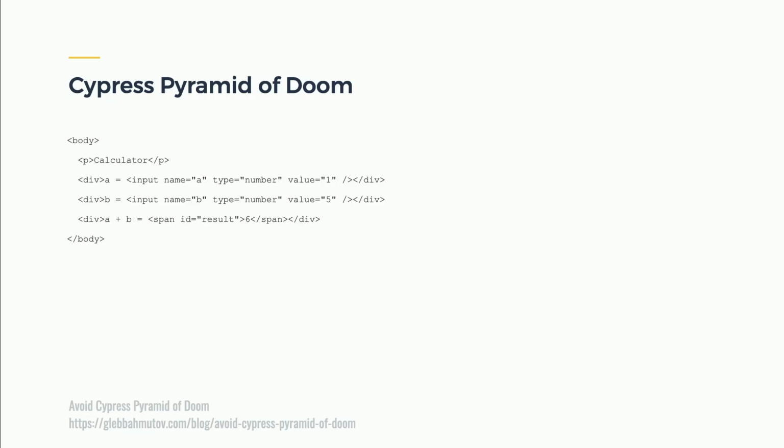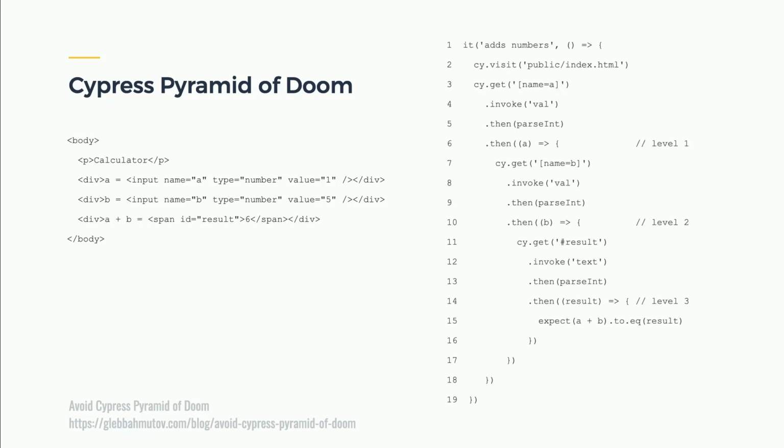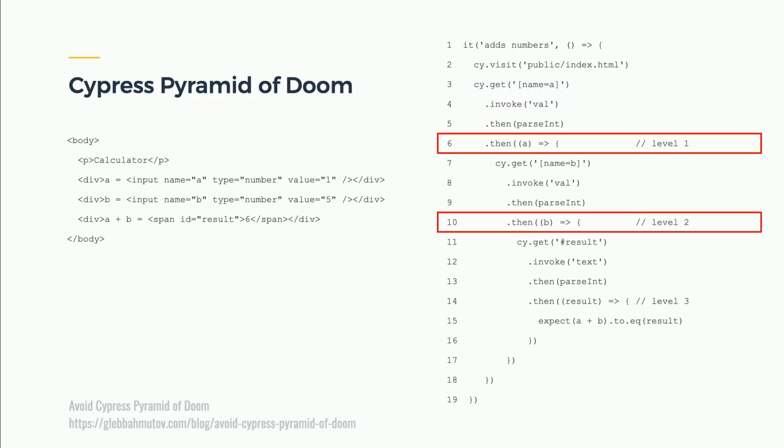So you've got a very simple piece of HTML there. And here's how you have to test that. You've tested the first thing, and now it succeeded, it found it, so it can continue. Then you tested the second thing, it succeeded, it can continue. And then finally you can test the third thing. Well, sometimes this pyramid of doom can get to be quite impressive. It's all because of this chaining construct.